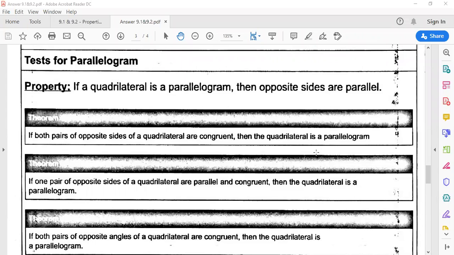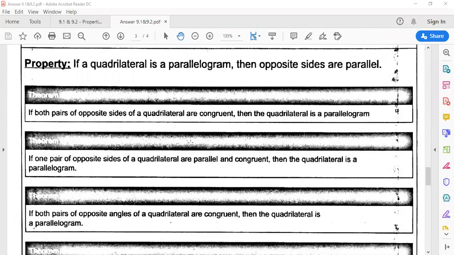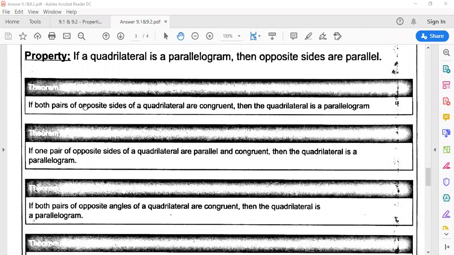Okay, let's talk about tests for parallelograms. Let's look at the property that we've already mentioned. If a quadrilateral is a parallelogram, then opposite sides are parallel. That's the definition and the first property. This is the first theorem: if both pairs of opposite sides of a quadrilateral are congruent, then the quadrilateral is a parallelogram. We've talked about the fact that opposite sides of a parallelogram are congruent.